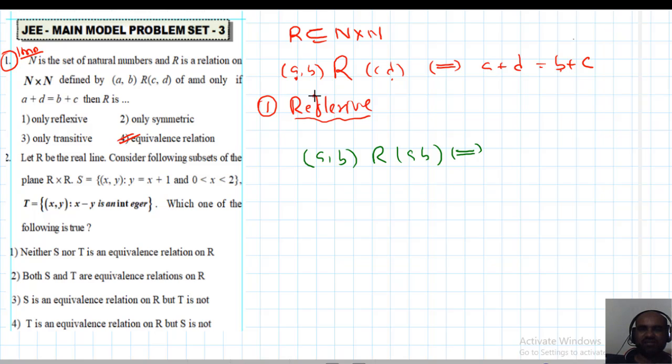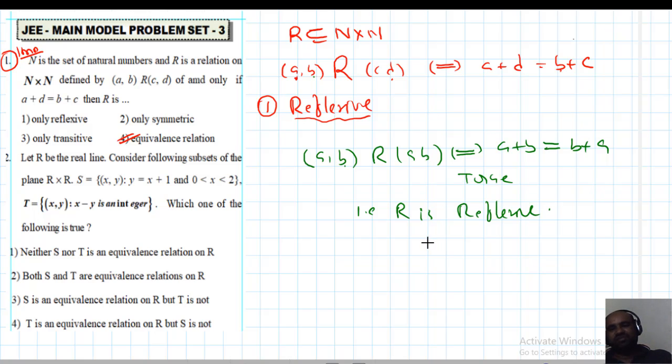Reflexive means ordered pair (a, b) related to ordered pair (a, b). By using the given relation, (a, b) related to (c, d) means what? A plus D, first term with the last, equal to second term with the third term, B plus C. So here, B plus A. So A plus B equals B plus A, and the statement is true. What is the meaning of that? R is reflexive. Reflexive completed.